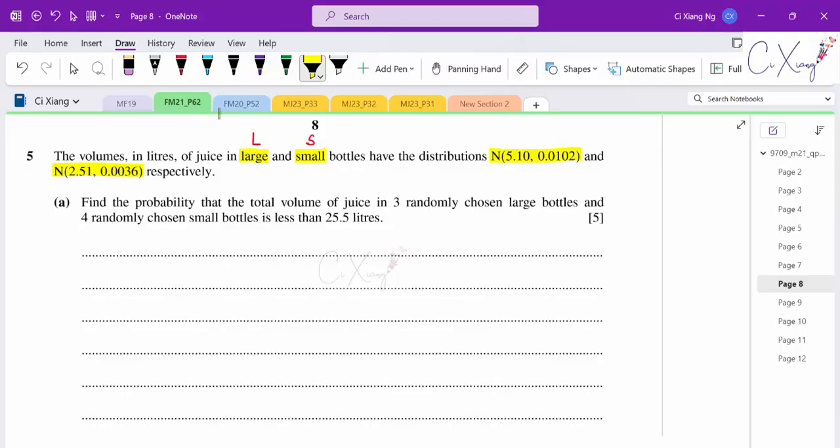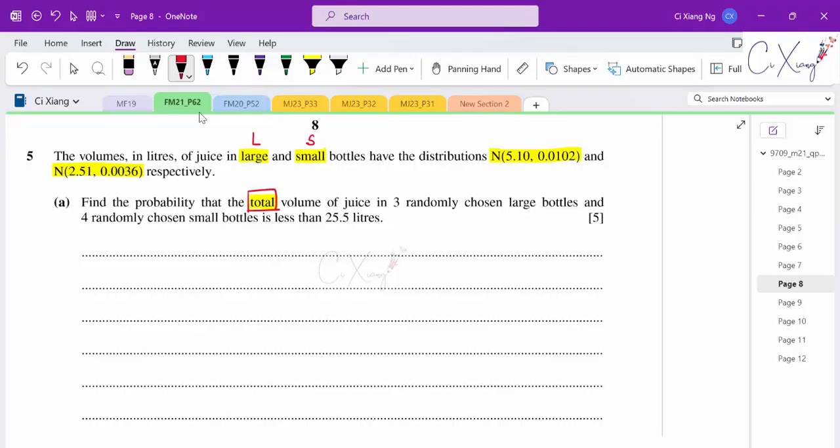Okay, so they want us to find the probability that the total volume of juice for 3 large bottles and 4 small bottles is less than 25.5. Highlight the keyword total. Total means that you need to add the volume for 3 large and also 4 small bottles before you can calculate the probability.